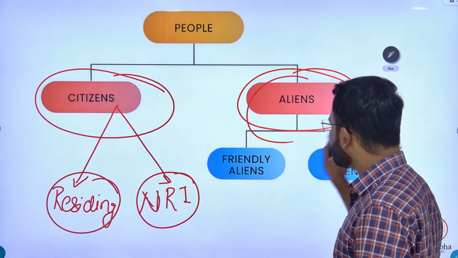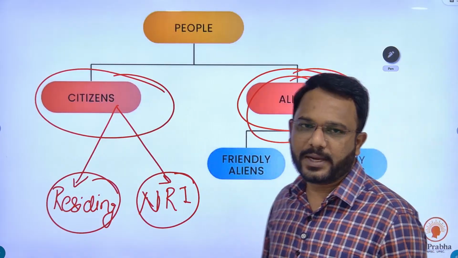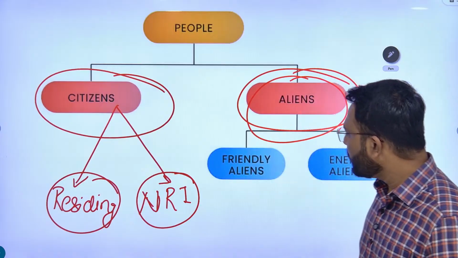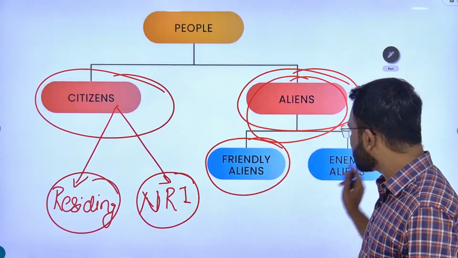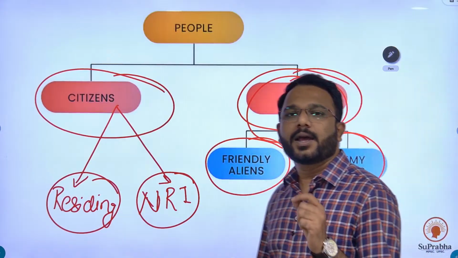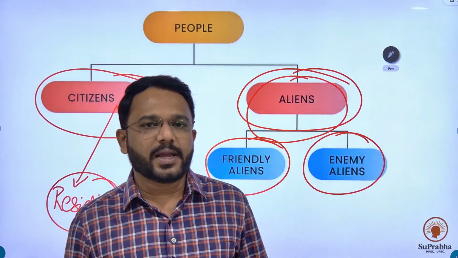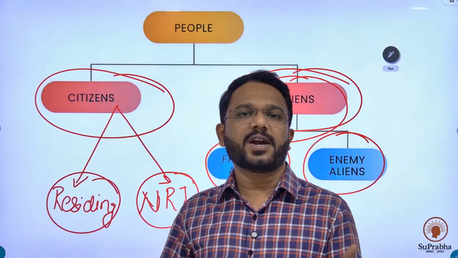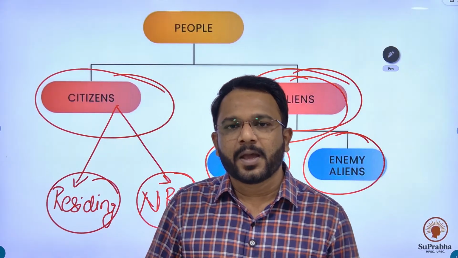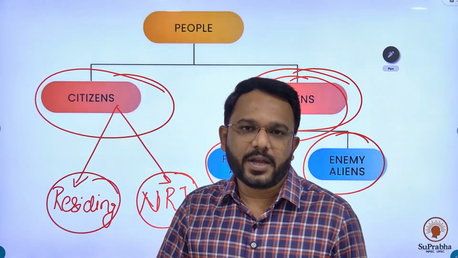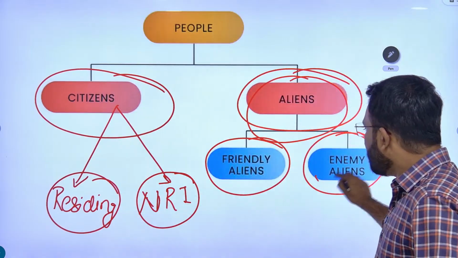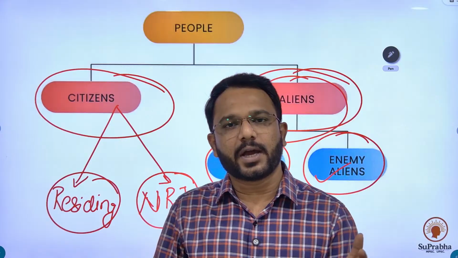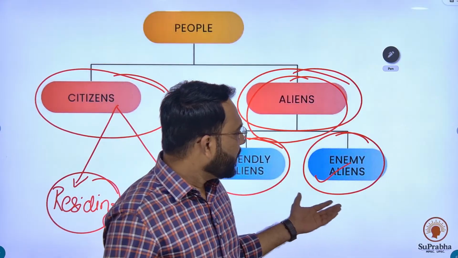Similarly, there are two types of aliens. One type has legal documentation. In that legal documentation category, there are two types of aliens known as friendly aliens and enemy aliens. What do you mean by friendly aliens? Friendly aliens are the nationals of a country which has friendly relations with our country; they are friends of India. And enemy aliens are from a country which does not have good relations with India or is at war with India.